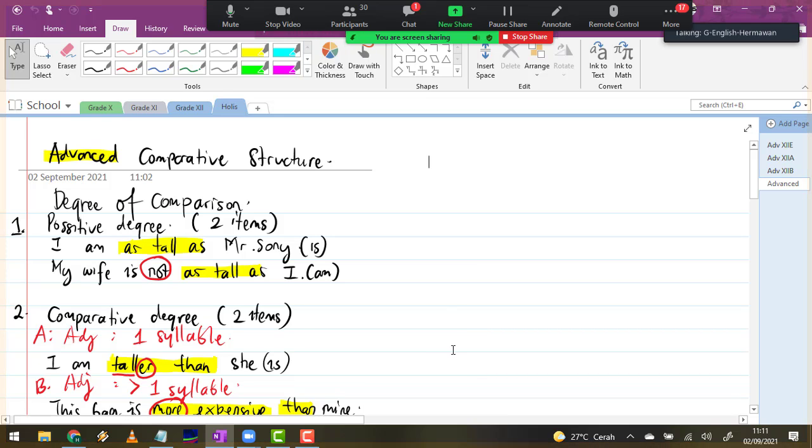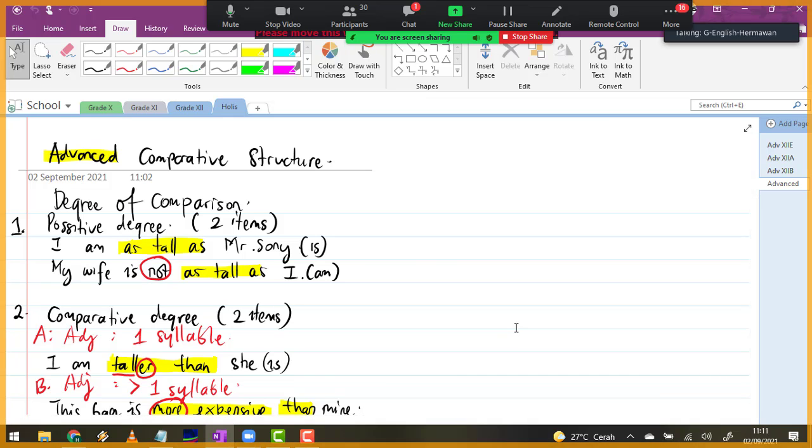Look at the example. Look at the first example. I am as tall as Mr. Sony is. But usually the verb is omitted. So I am as tall as Mr. Sony. That's it. Have a look. There are 2 items, I and Mr. Sony. What is the quality? Tall. Yeah, we compare our height, and our height is the same.